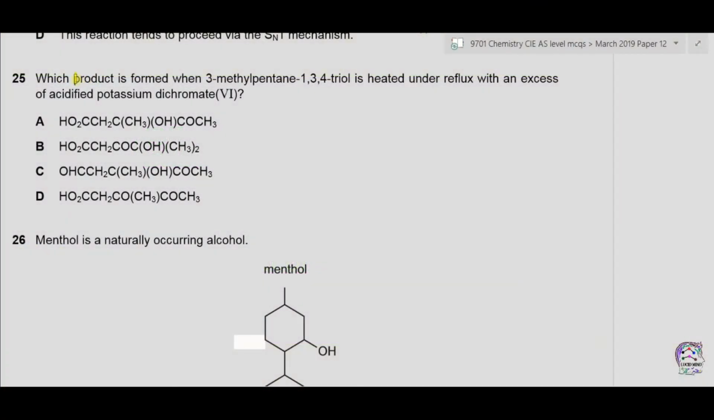Question 25. Which product is formed when 3-methylpentane-1,3,4-triol is heated under reflux with an excess of acidified potassium dichromate(VI)? Let's first draw the structure of this compound. We have pentane, so it means we have 5 carbons with single bonds. We can number them 1, 2, 3, 4, 5. I'm not drawing hydrogen for the sake of easiness. Now on third carbon atom we have methyl, so it is CH3.